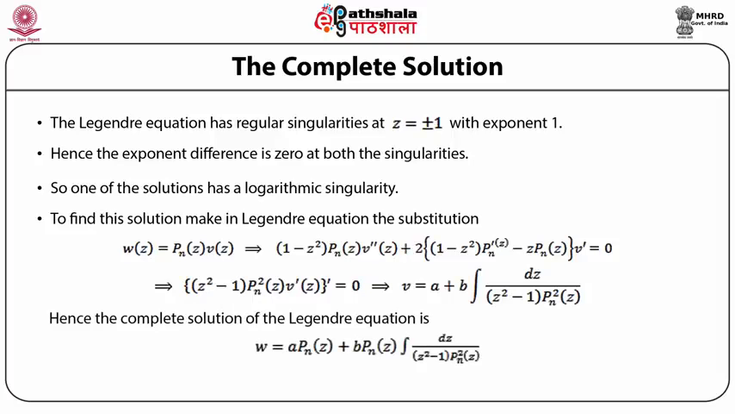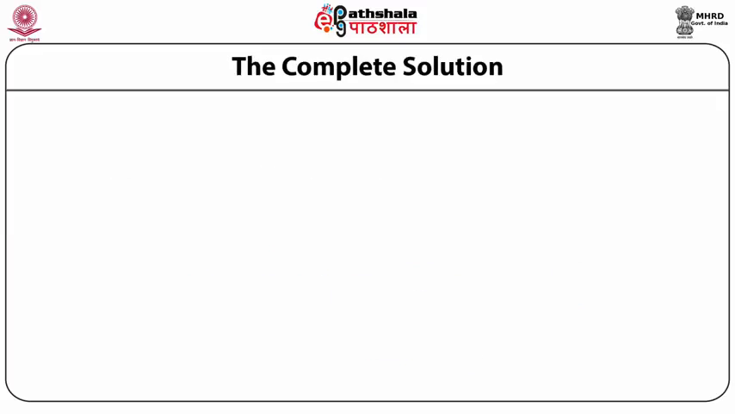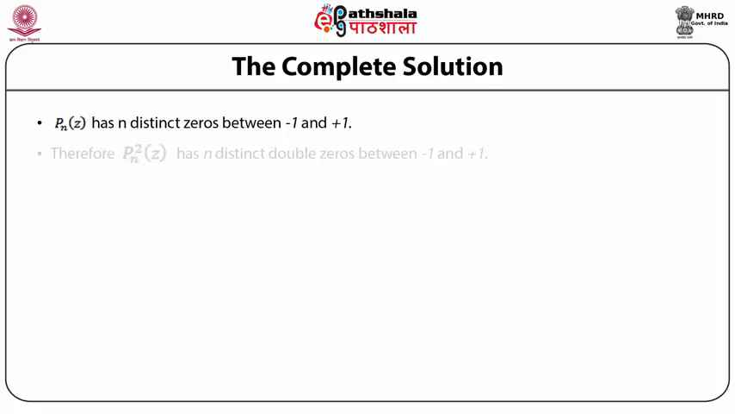Hence, the complete solution of the Legendre equation is w is equal to A times Pn of z plus B times Pn of z multiplied by the integral over dz divided by (z square minus 1) Pn square of z. To this end, we know that Pn of z has n distinct zeros between minus 1 and plus 1. Therefore, Pn square of z has n distinct double zeros between minus 1 and plus 1.